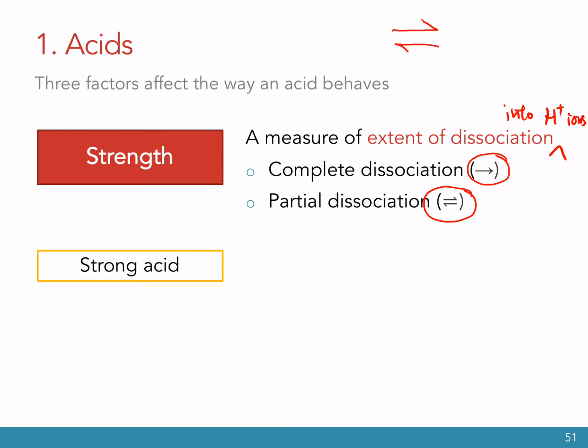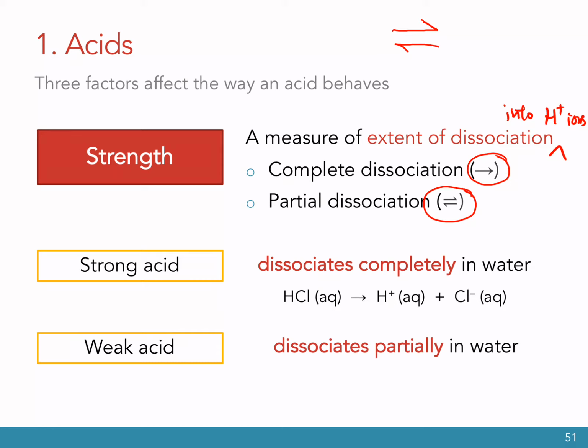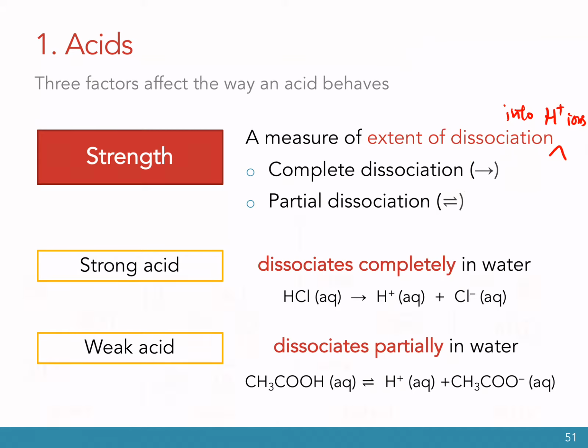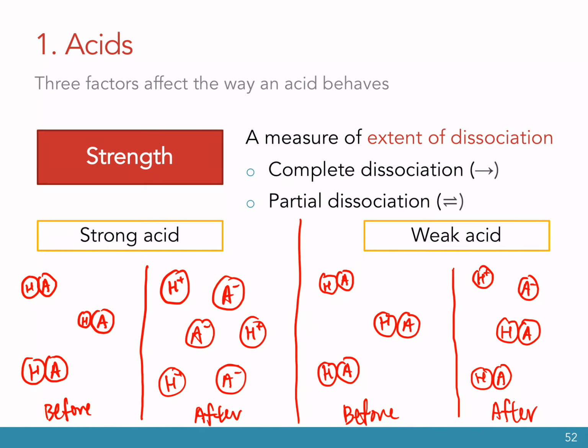A strong acid would dissociate completely in water. Because it dissociates completely in water, we use the full arrow, for example HCl. When I dissolve it in water, I get H+ and Cl- completely. For a weak acid, it will dissociate partially in water. For example, your ethanoic acid will dissociate partially, and I'll use this reversible arrow.